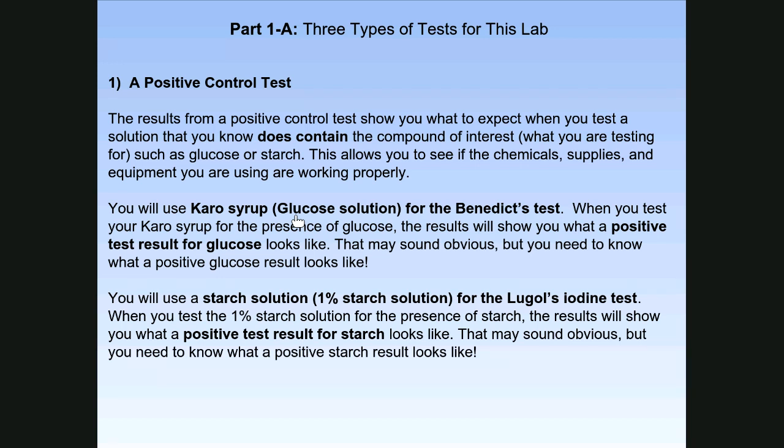All right, so if you look there for Karo syrup, okay, likewise, when you add Benedict's reagent, but you place it in boiling water, you should get a positive result. That way, when you're testing solutions you don't know have glucose in them, okay, you'll be able to compare the results when you test it with Benedict's to this positive control. Compare them based on color.